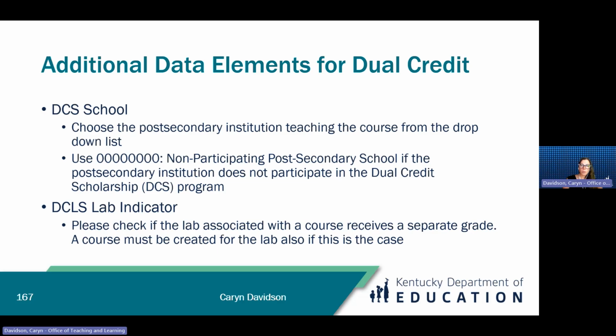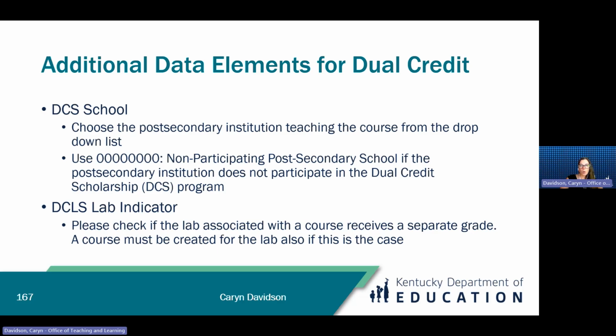There's also a checkbox for the DCS lab indicator. This is for when, if like a biology course, for example, there's an associated lab with the course that receives a separate grade, you would set that up as 2 courses in Infinite Campus. However, the lab does not count as a separate course towards the 2 course limit for the dual credit scholarship program. So checking this indicator will take that out of the running there and allow for another course to be slotted in.